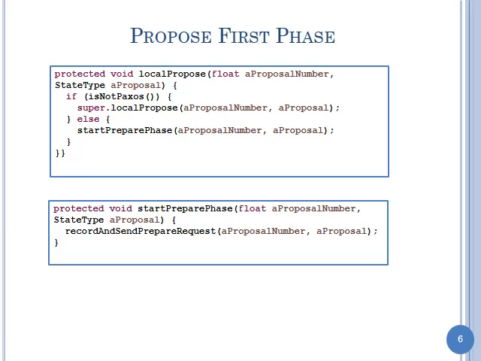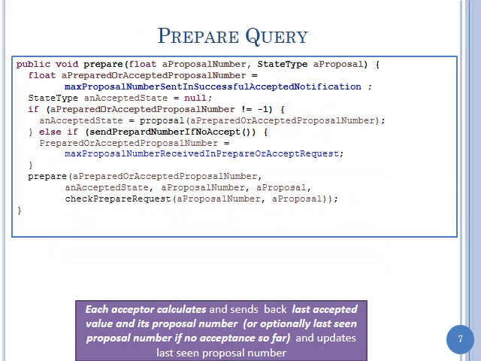Okay? And if you remember, the Paxos propose starts with the prepare phase. So the prepare phase just simply records the fact that we have prepared and sends the prepare request to all the acceptors. Okay, so let's see what happens at the acceptor end. So this is the method that's called in the acceptor when the prepare request is sent to it, and it takes a proposal number as Lamport's algorithm requires, and also a proposal value, which is something I've added, and we'll see a little later why.